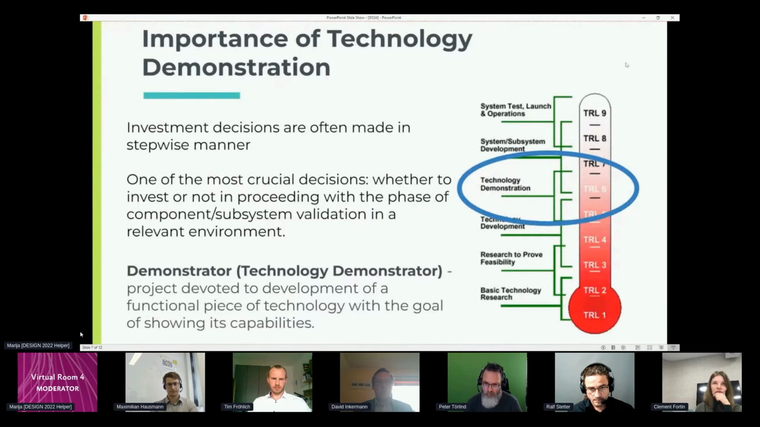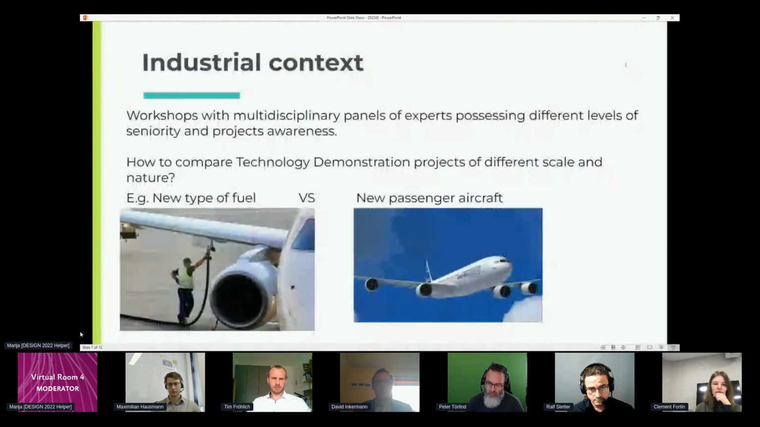One of the most crucial decisions is whether to invest or not in proceeding with a phase of component validation in relevant environment. From this point further, by demonstrator, we mean project devoted to development of a functional piece of technology with the goal of showing its capabilities. Evaluation of demonstrators usually is made during special workshops with the multidisciplinary expert panels covering different domains. Results of those workshops are further transferred to the top-level decision-making boards.